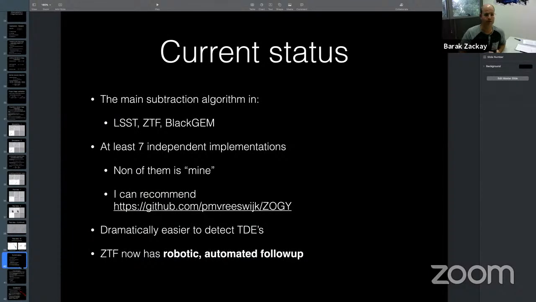The current status of ZOGY is that it is the main subtraction engine in LSST, ZTF, and BlackGEM. This is a partial list, I cannot track all of it. There are at least 7 independent implementations, and I take pride in the fact that none of them is mine. And I can recommend the only code that I wrote a single line for, which is the code by Paul Vreeswijk. So I helped Paul incorporate my initial implementation of ZOGY into this package.